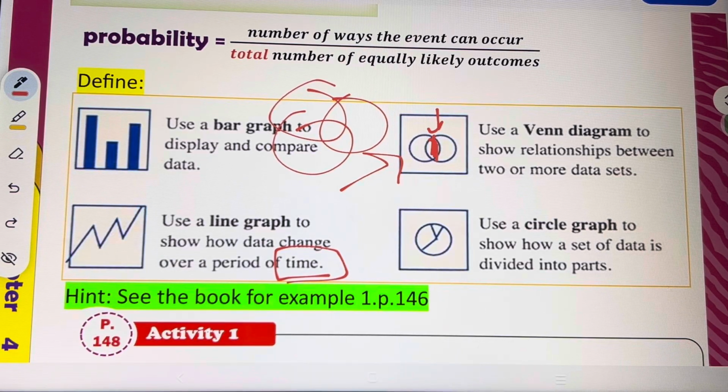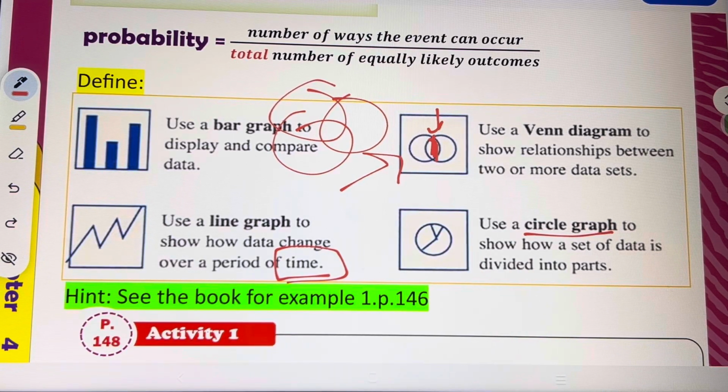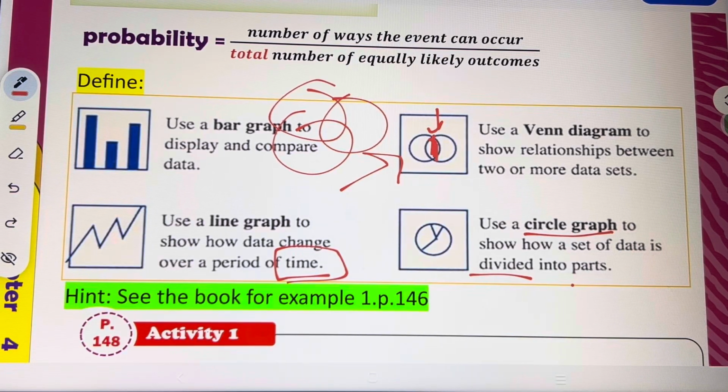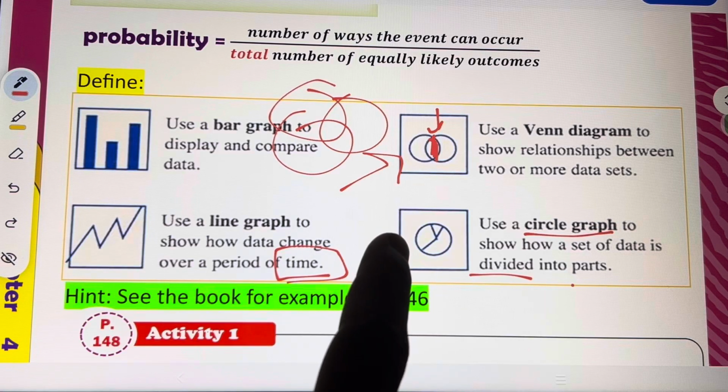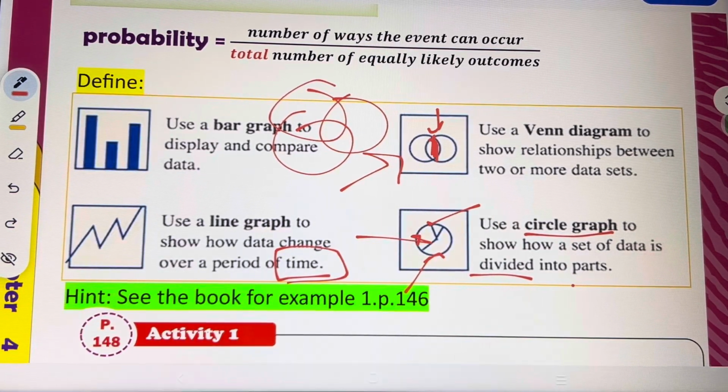The fourth one is a circle graph, or I can also call it a pie chart. It's used to show how a set of data is divided into parts. For example, if we have blood types, the group of blood types, in here I'm going to use a circle graph.